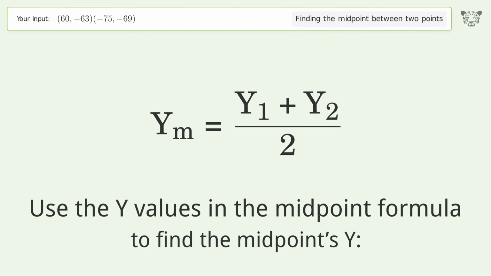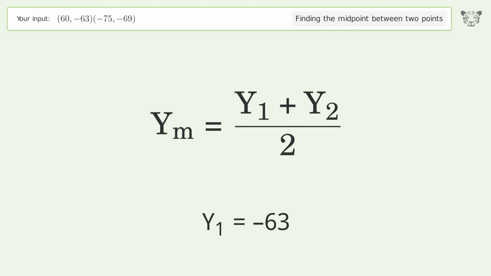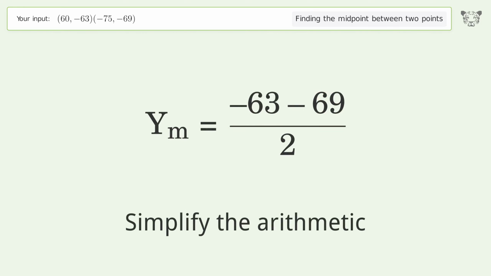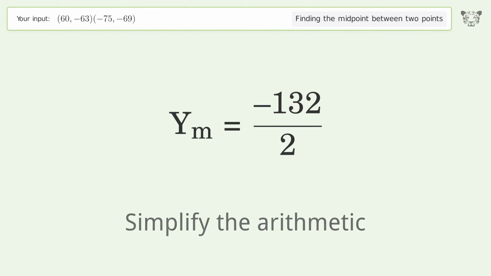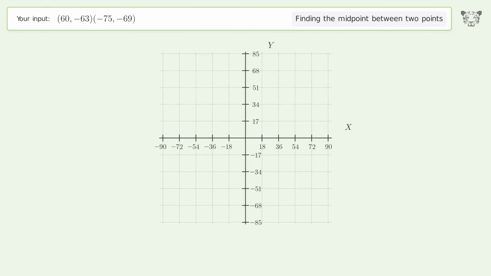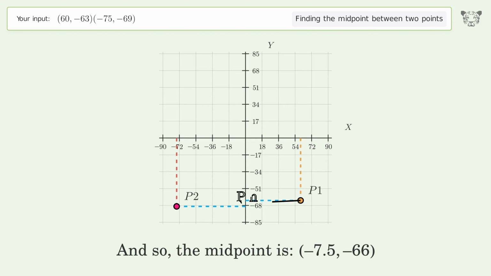Use the y values in the midpoint formula to find the midpoint's y. y1 equals -63. y2 equals -69. Simplify the arithmetic. And so, the midpoint is -7.5, -66.